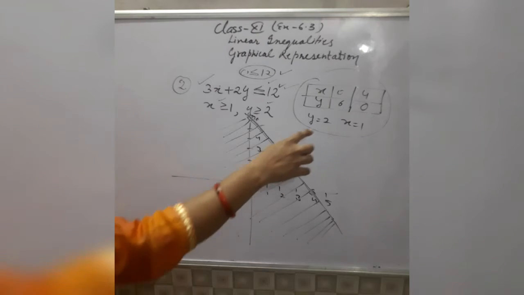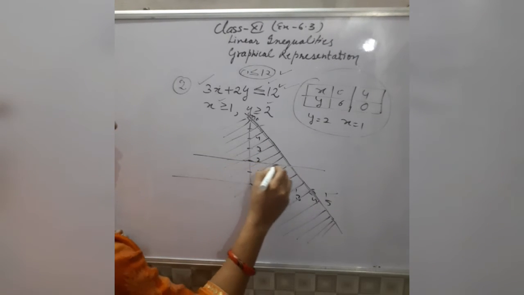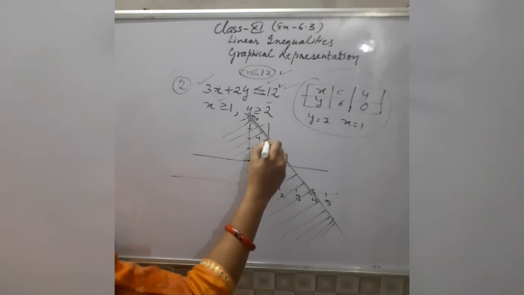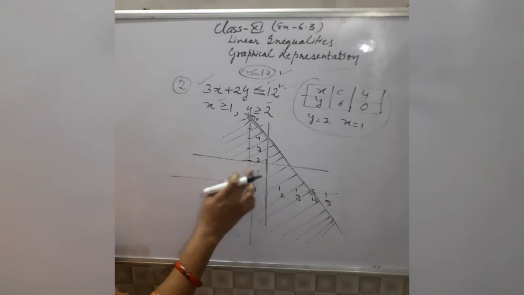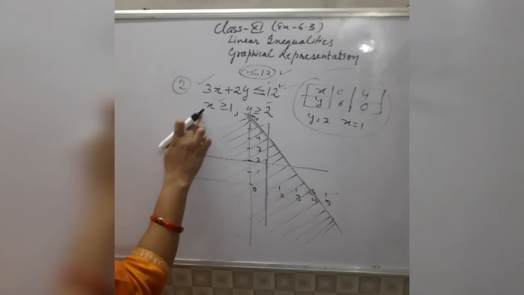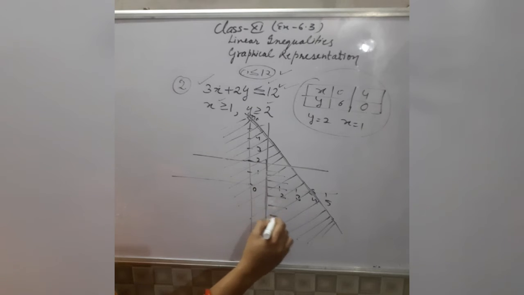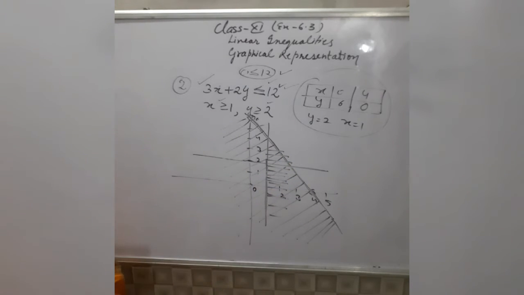Now the second is y equal to 2. Y equal to 2 means a line parallel to the x axis which passes through y equal to 2, and x equal to 1 means again a line parallel to the y axis which passes through x equal to 1. Now the shaded region for these two lines. Here x is greater than or equal to 1. The value of x is greater than 1 on this side. So this is the shaded region for this second linear inequality.